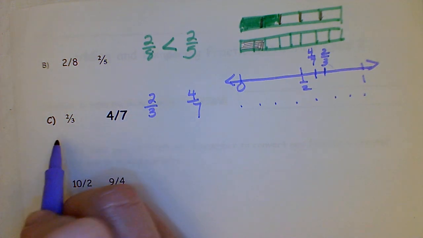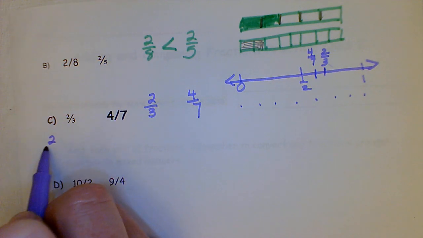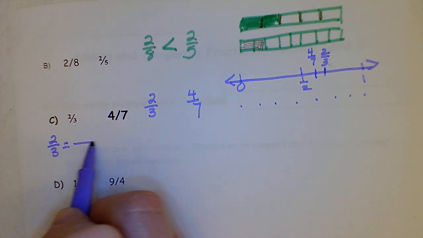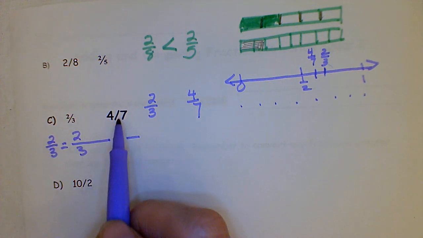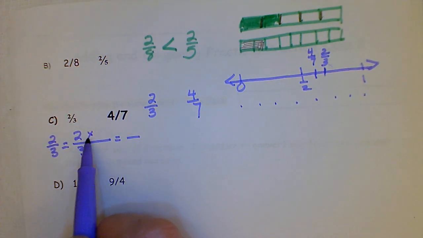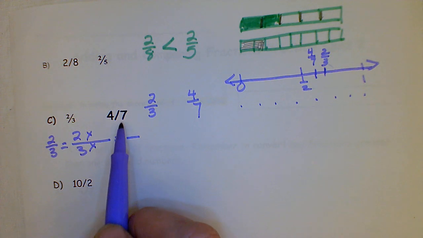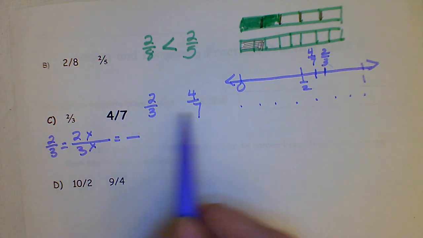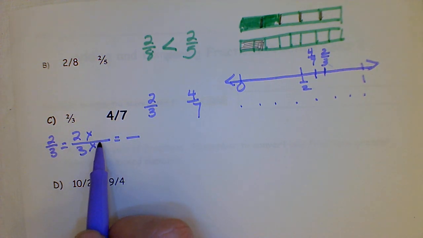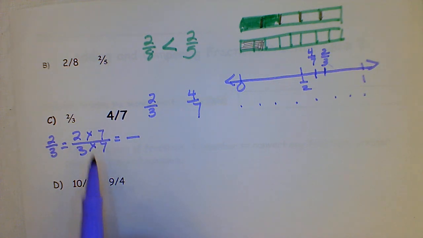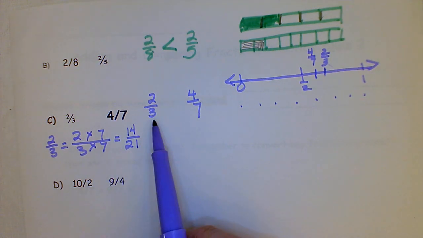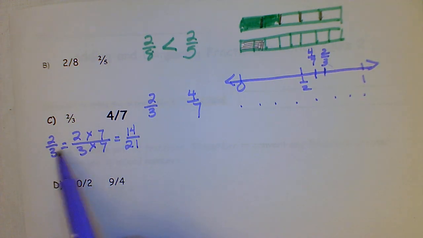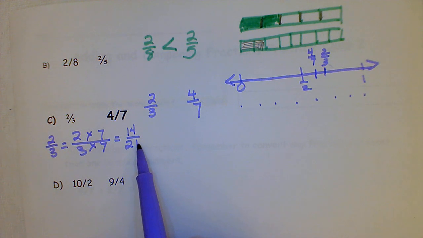Okay, so I'm going to take this 2/3. And again, the rule is if we want to get common denominators, we take the fraction and multiply it by the other fraction's denominator. In this case, the other fraction's denominator is 7, right here. So I'm going to do that on the bottom and the top. 2 times 7 is 14, and 3 times 7 is 21. So another way of looking at this is to say that 2/3 is equivalent to 14/21.